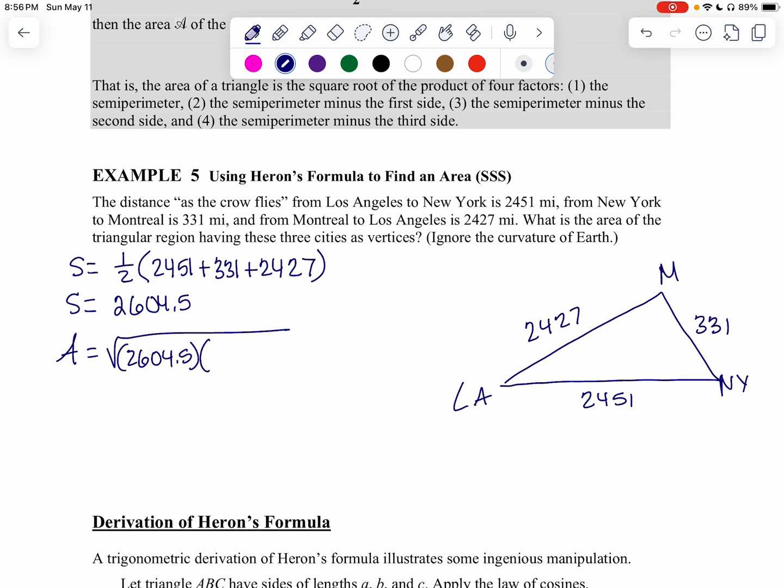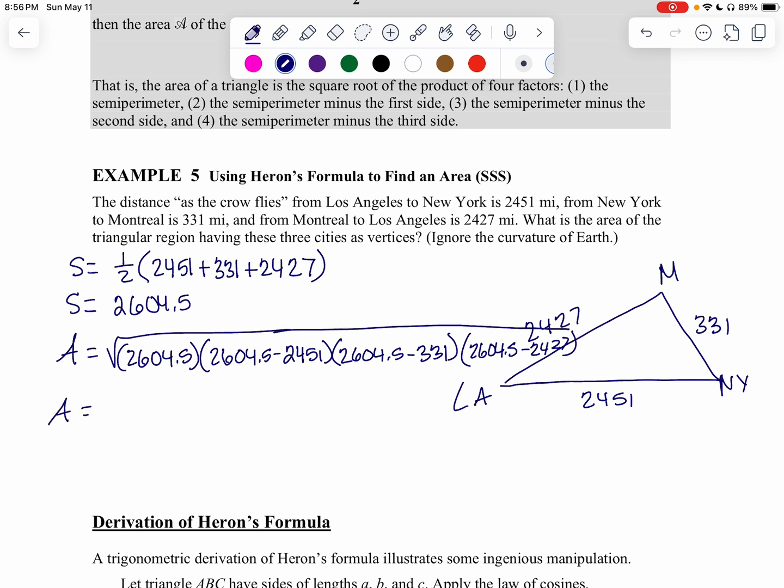And then using Heron's formula, the area is the square root of 2,604.5 times the difference of that semi-perimeter with all of the different sides. So 2,604.5 minus LA to New York, times 2,604.5 minus the distance from New York to Montreal, times, I'm running out of room, 2,604.5 minus Montreal back to LA, and the square root of all of that. And we get it is approximately 401,700 square miles.